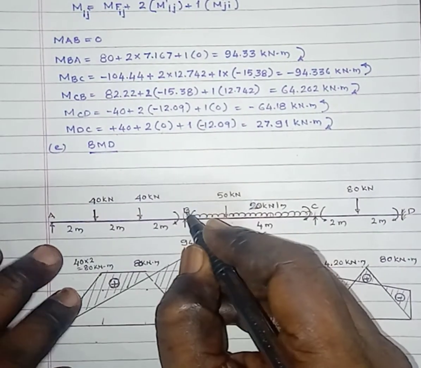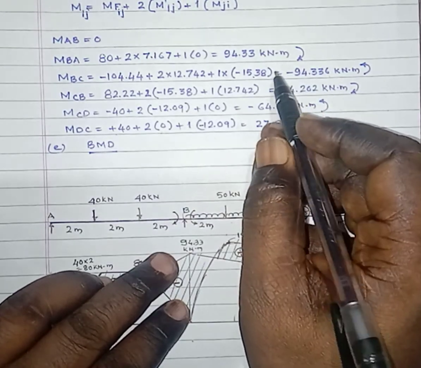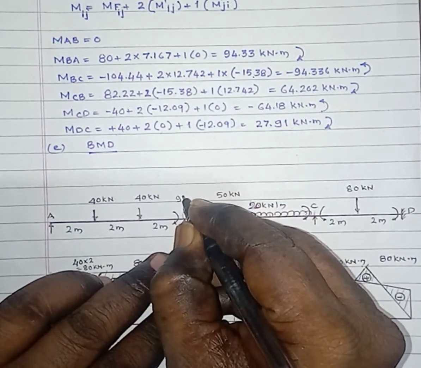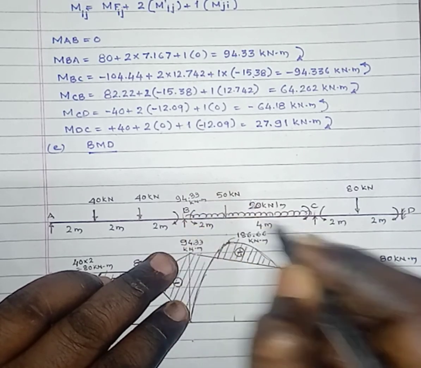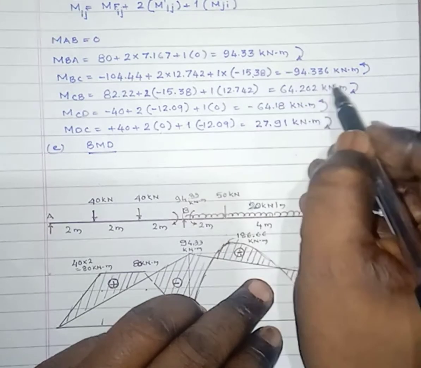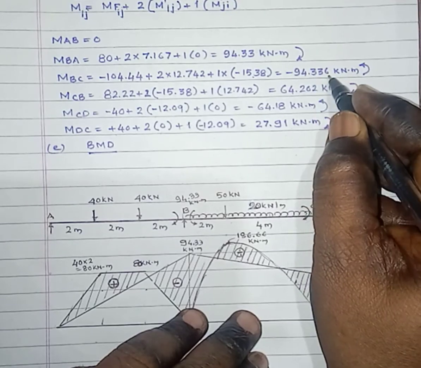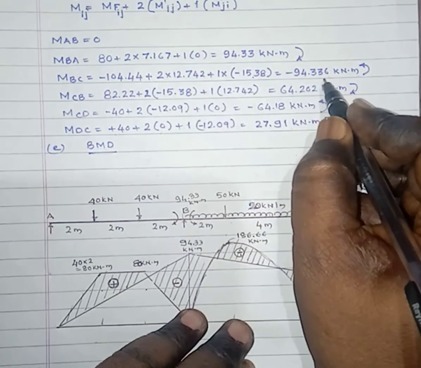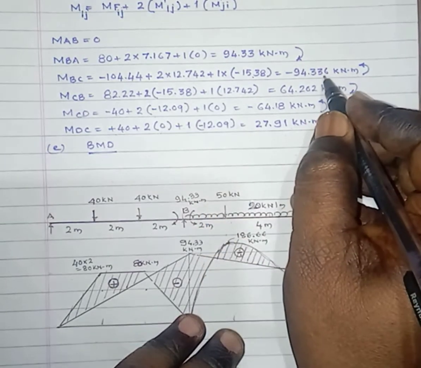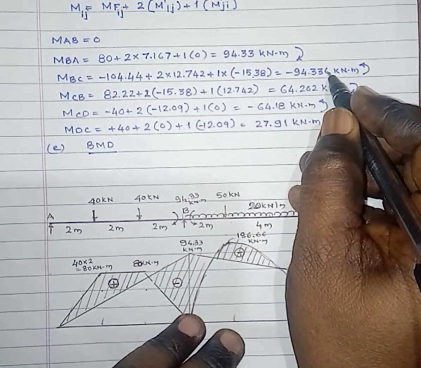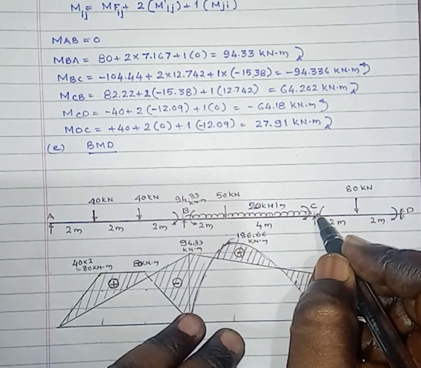Here the moments are, at joint B, one is MBC, another one is MBA, that is 94.33 kilonewton meter. That's the support B. At support C, both the values are 94.33, clockwise, and 94.33 for BC, that is anti-clockwise. Here we have written 94.33. The difference is small, hence we have neglected 0.006.